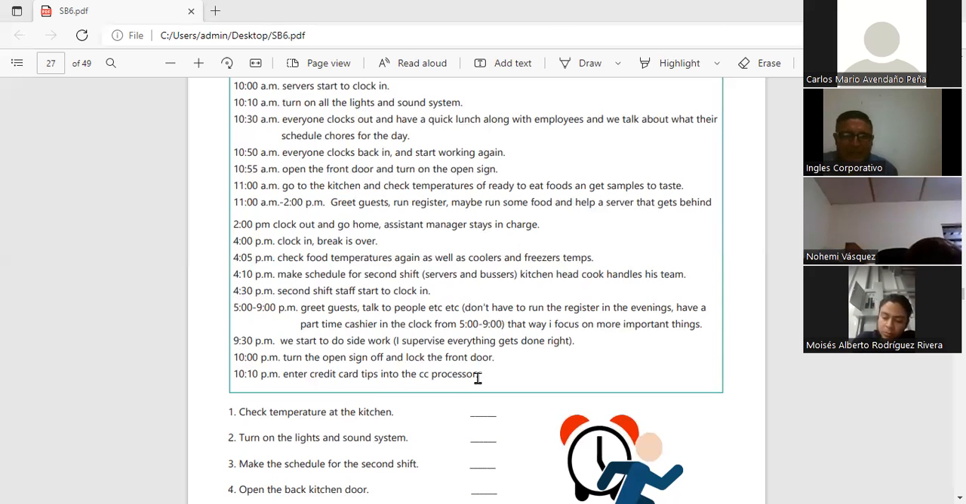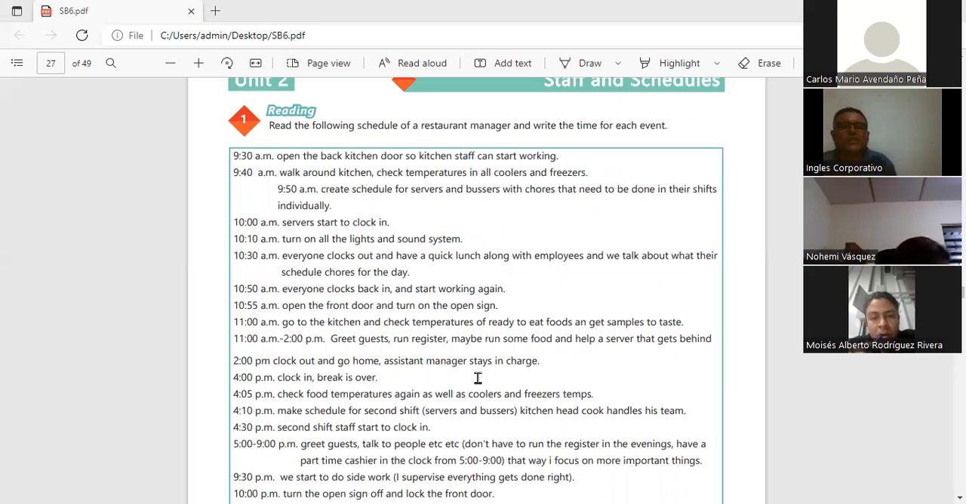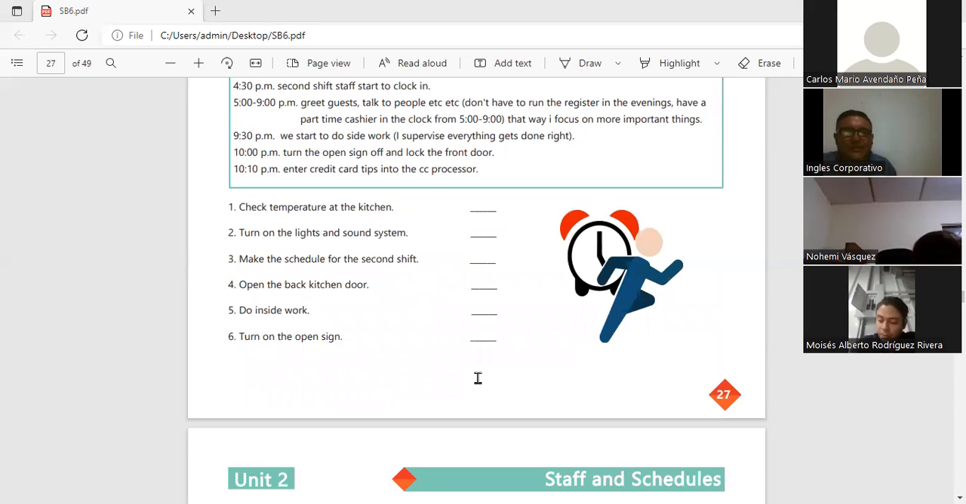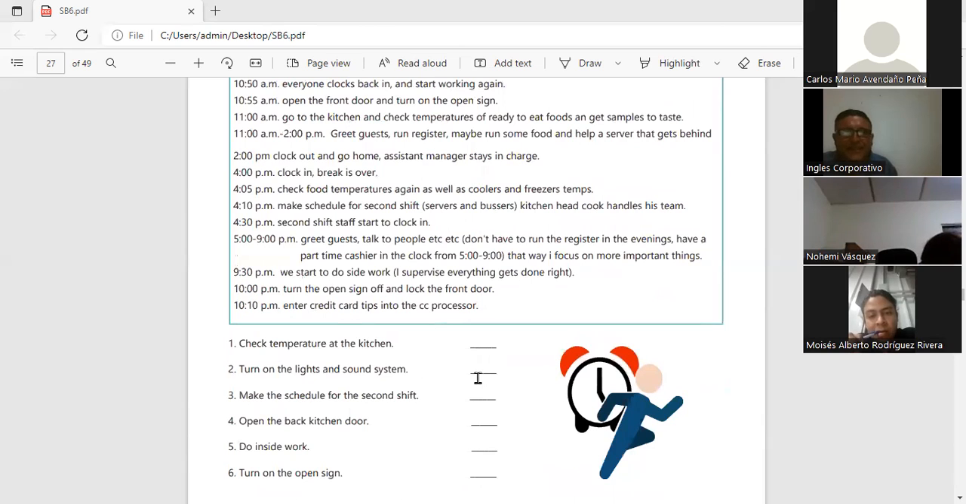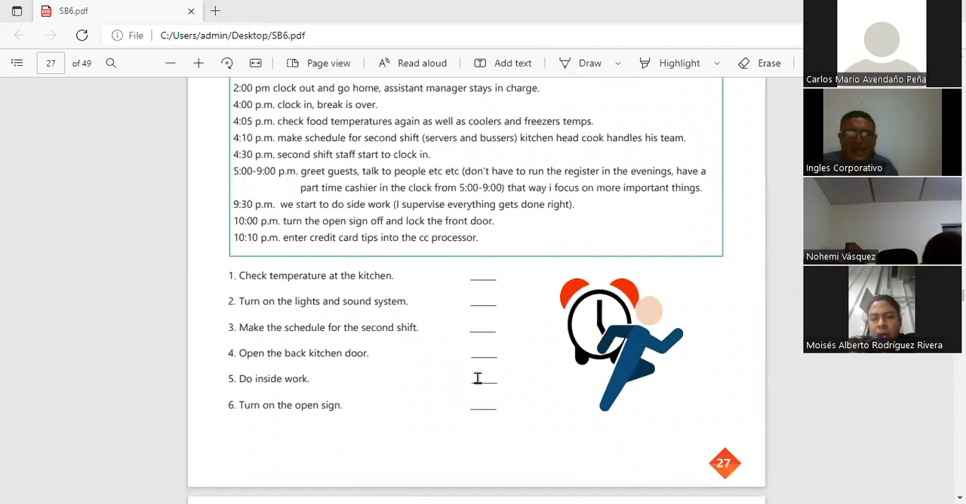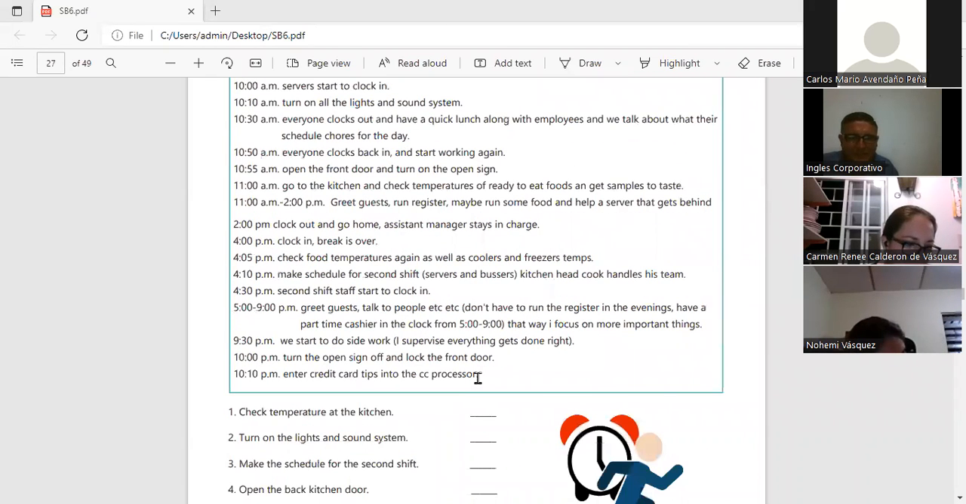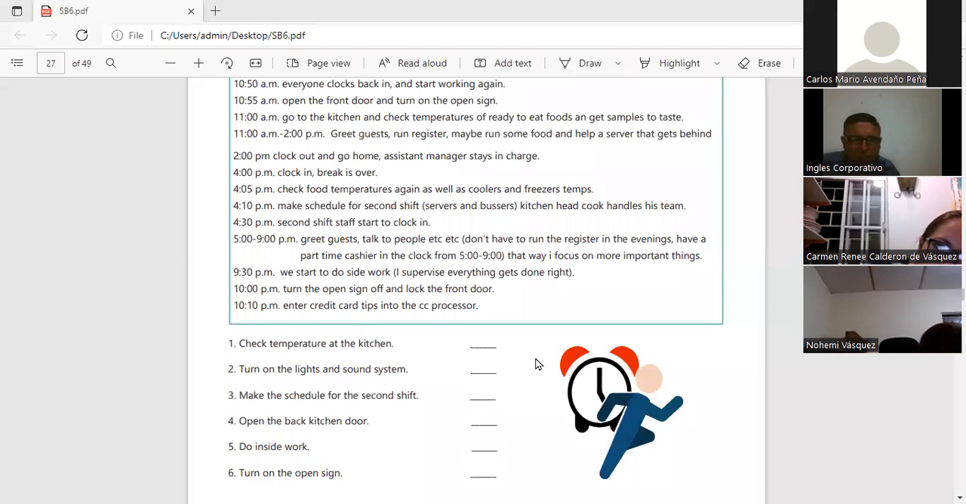Okay, open the back kitchen door: 9:30. Open the back kitchen door so kitchen staff can start working. Do inside work: 9:30 p.m. Okay, let me see. Yes, we start to do inside work. And turn on the open sign: 10 p.m. No, hold on. Turn the open sign off. 10:55 a.m. Yes, 10:55 a.m., you're right. Open the front door and turn on the open sign.